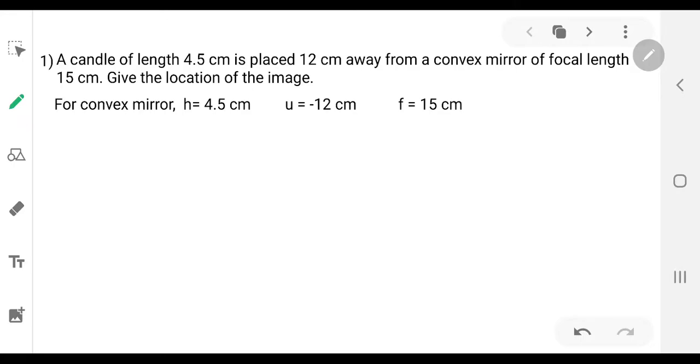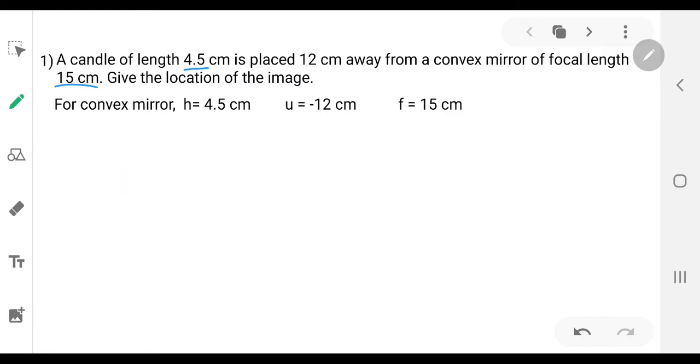So here are some numericals based on the ray optics. The first question is, a candle of length 4.5 centimeter is placed at 12 centimeter away from a convex mirror of focal length 15 centimeter. Give the location of the image. It means you have to find the image distance.